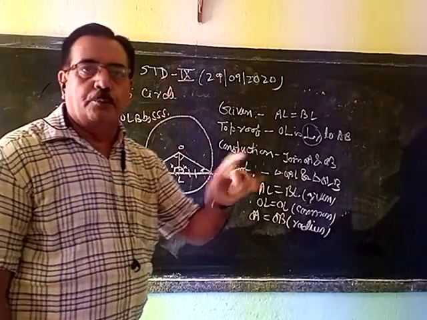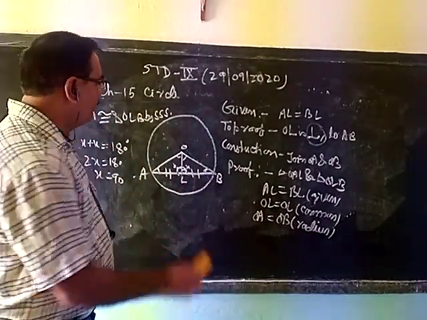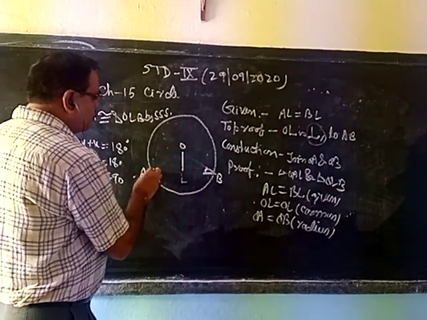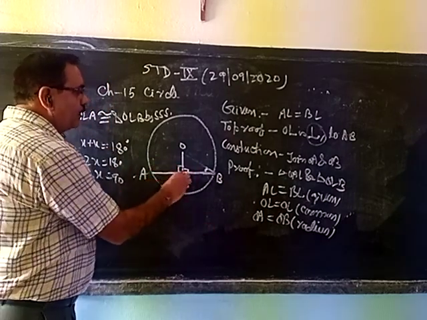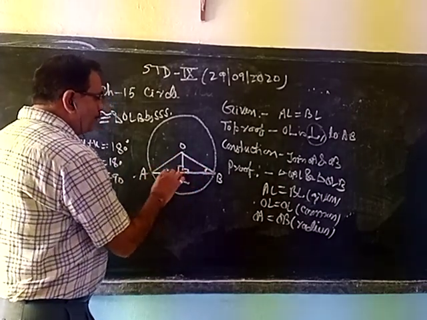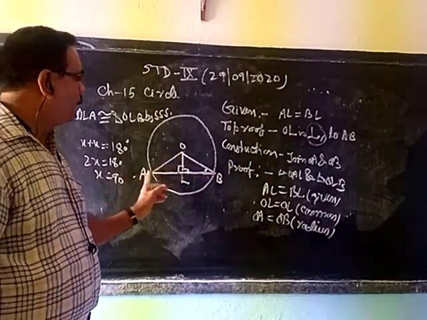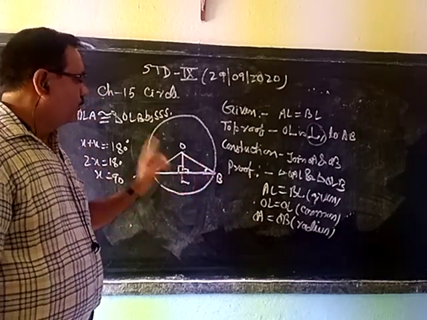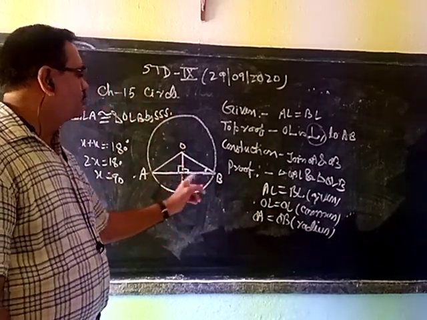The reverse of the theorem you have to prove by the same process. You have to prove congruence. What is the reverse of the theorem? If a straight line from the center to the chord is perpendicular, now it is the reverse. It is given perpendicular. Then you have to prove that this OL bisects this side. What is the reverse of the theorem? OL is given perpendicular on AB. It is given now, the reverse of the first theorem. Then you have to show that L bisects AB, meaning AL is equal to LB.